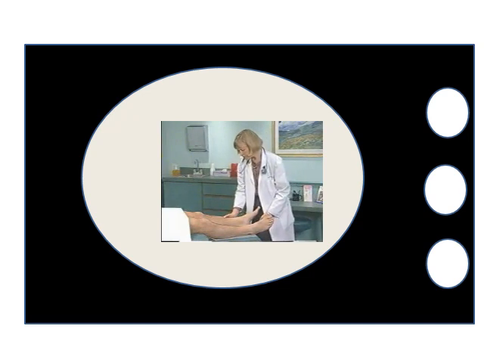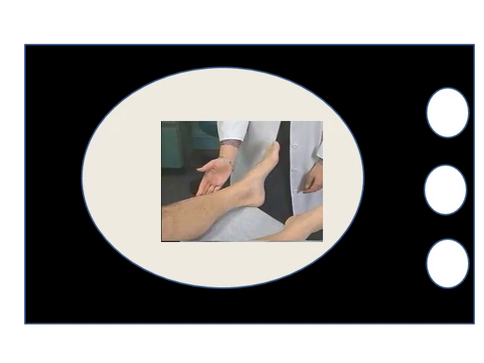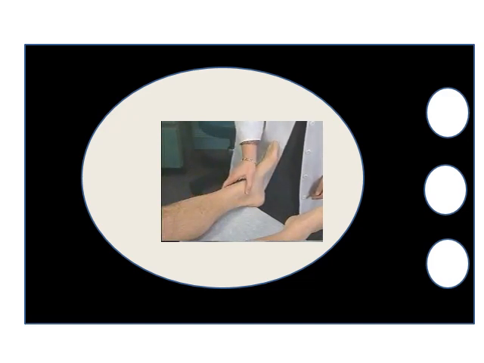Check for edema by pressing over the tibia or medial malleolus for 5 seconds and then releasing the pressure. Normally, finger pressure does not leave an indentation or pit.